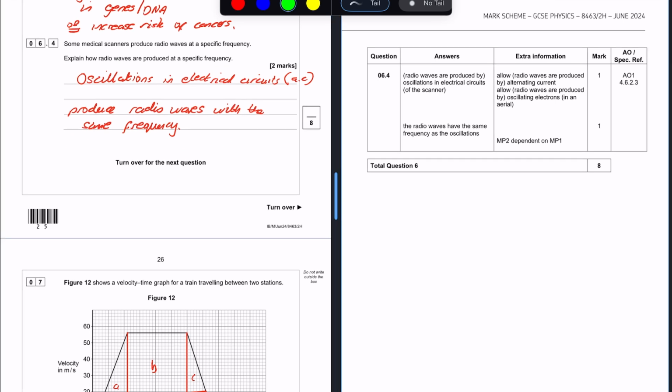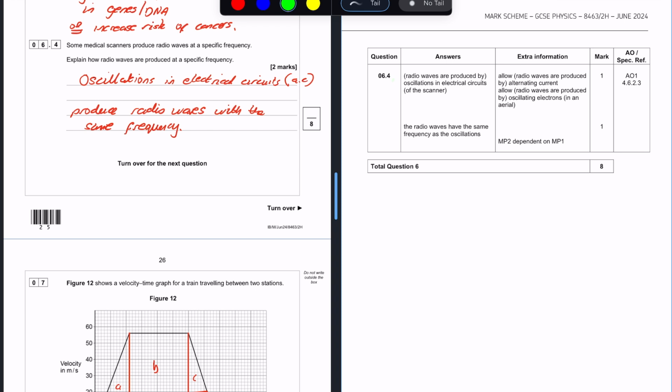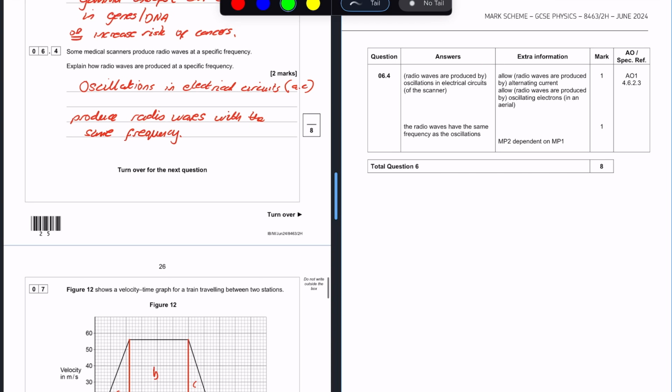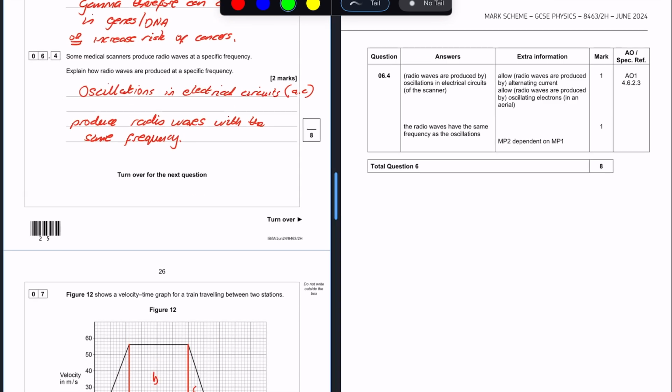So over on the mark scheme, you can see what it says over here: produced by oscillations in electrical circuits, the radio waves have the same frequency as the oscillations. And this is important as a marker. I can't give you marking point 2 if you haven't got marking point 1. So if you haven't said that bit, that's the most important bit, then you can't get marking point 2. So be careful, get the main answer right, and then you can get the second bit. That's often the case. So learn that process of how radio waves are produced. That's it basically for that one.